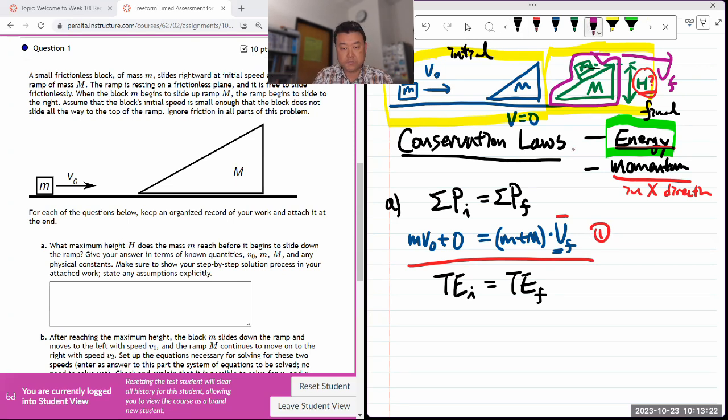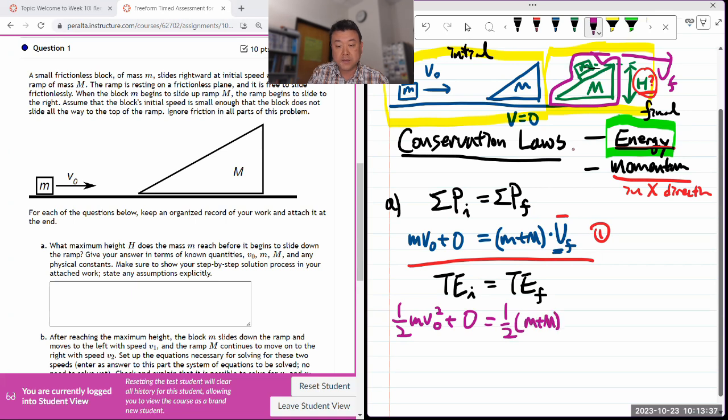My initial total energy will be the kinetic energy, 1/2 m v0 squared, plus the ramp has no kinetic energy. And then I have my final kinetic energy, 1/2 the mass of the combined thing, times v final squared, plus, and I'm going to write only the potential energy difference so that I don't have to get into complicated expressions. The ramp doesn't move up or down, so it doesn't have any change in potential energy. This block m is going to be moving up a height h. So I'll say it gained gravitational potential energy of m g h. So this is my second equation.